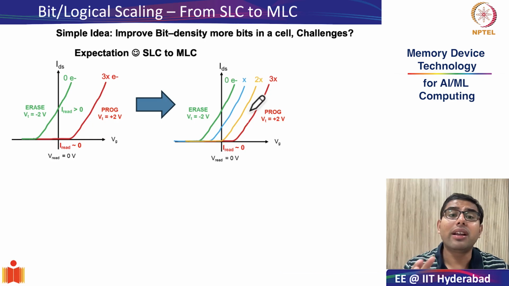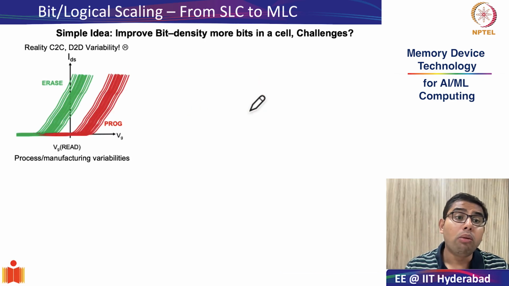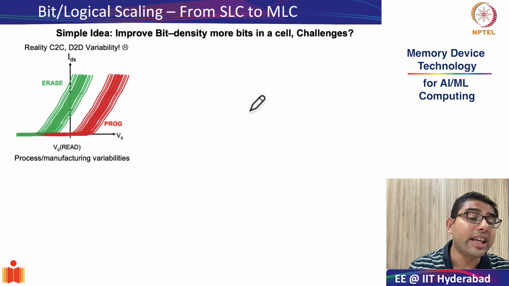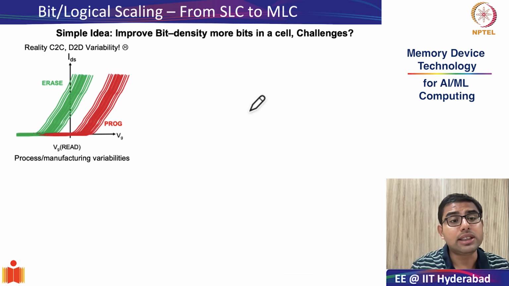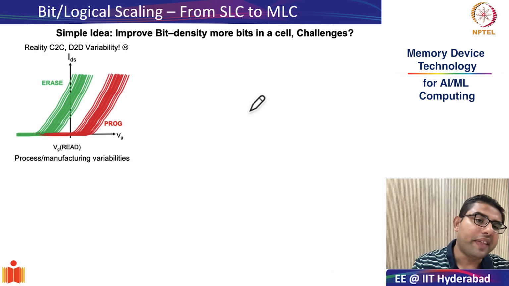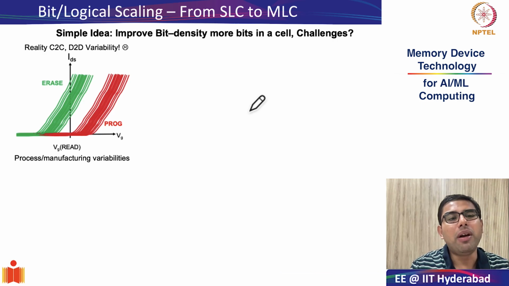This is simple, but as I said, it's a naive idea. What actually happens in reality? If you look at just 2 states, which is a single level cell, you will see that your devices suffer from large C2C and D2D variability.